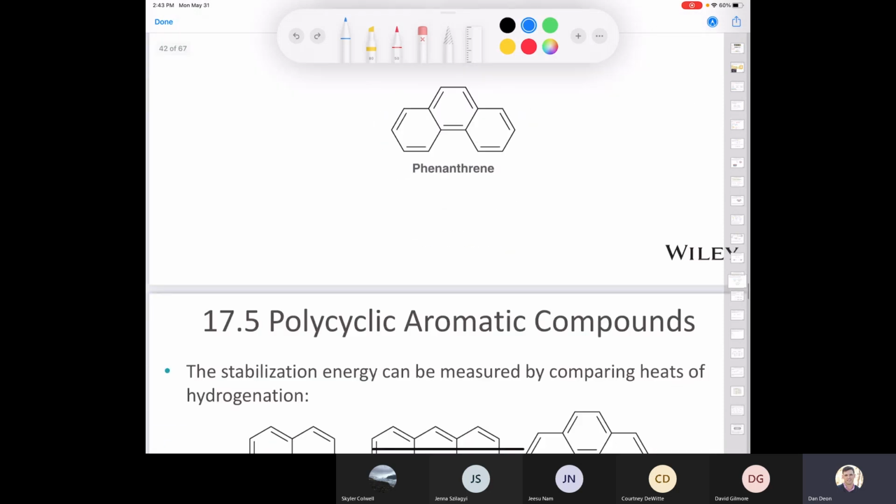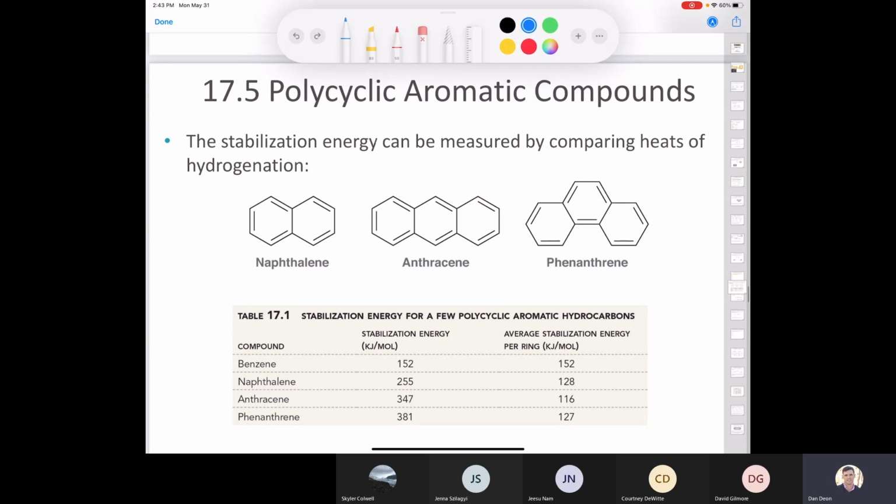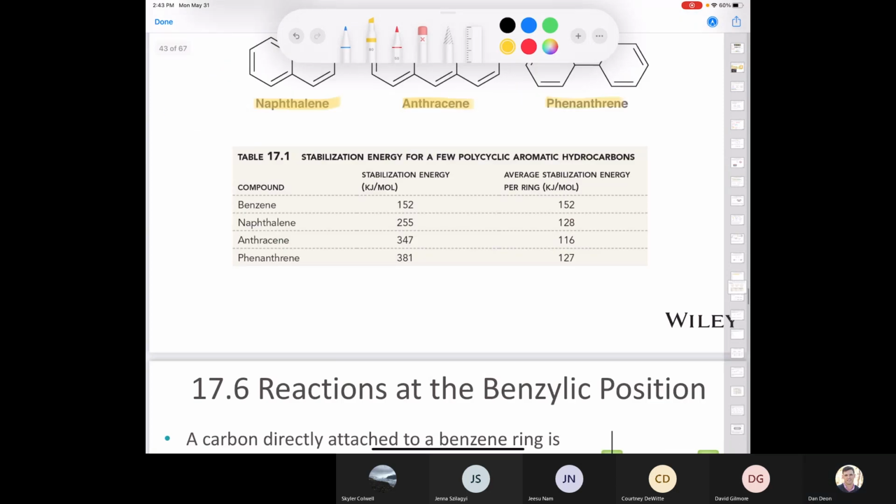What's interesting about the rings in polycyclic aromatic compounds is that not all of the rings have equal energy or equal reactivity. Some of them are more reactive than others, and I probably won't ask you a whole lot about that. All I really want you to know about polycyclic aromatic compounds are how to name them. So you should know naphthalene, anthracene, and phenanthrene, and just be able to identify the structures when you see them.